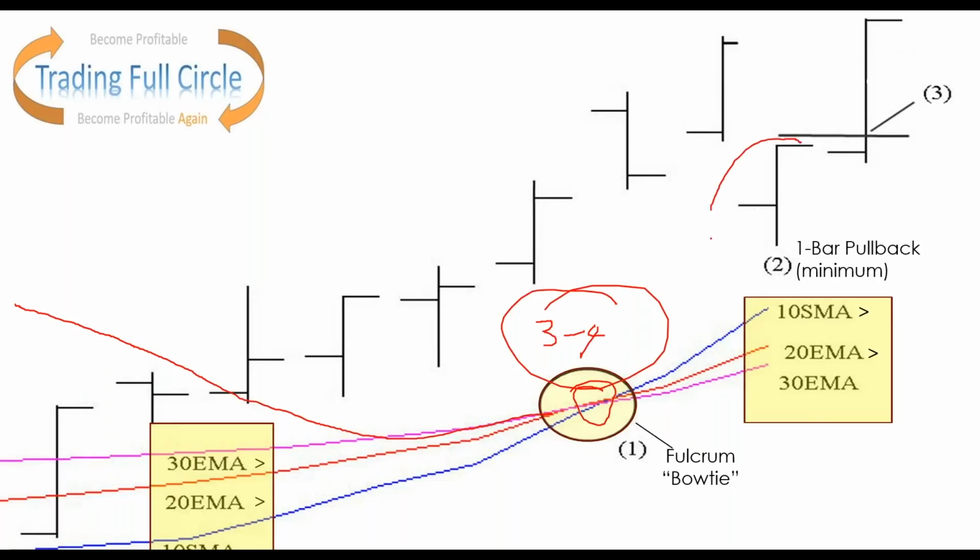And then you're looking for just a 1-bar pullback, and that's it. A lower low and a lower high, in some cases just a lower high. And you're looking to get long if and only if that trend shows signs of resuming.